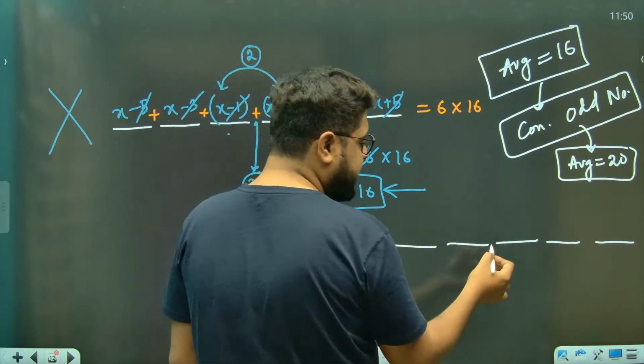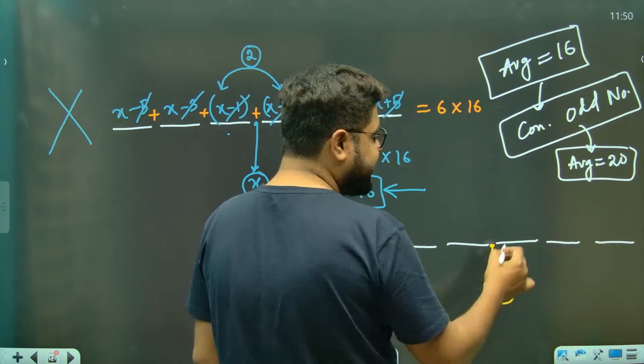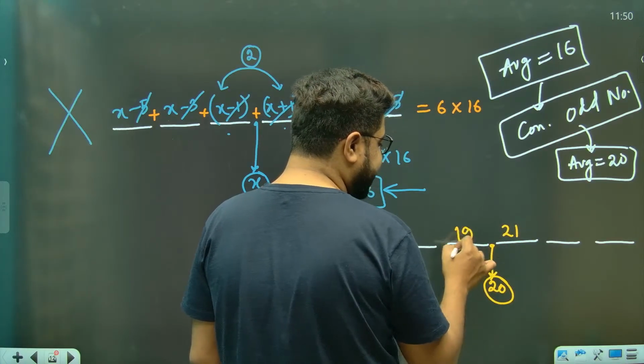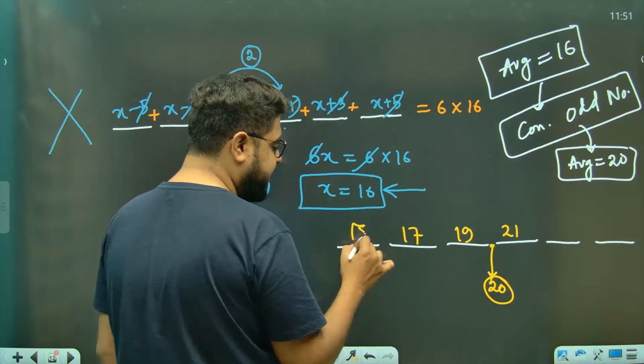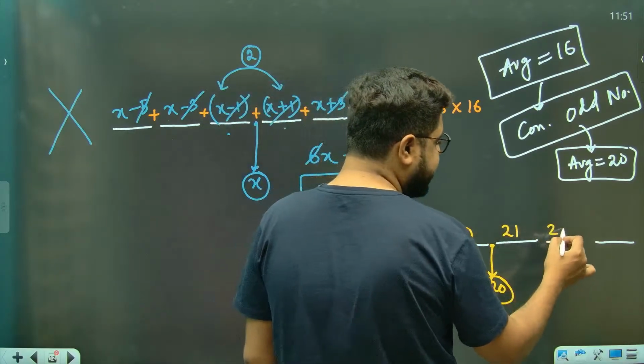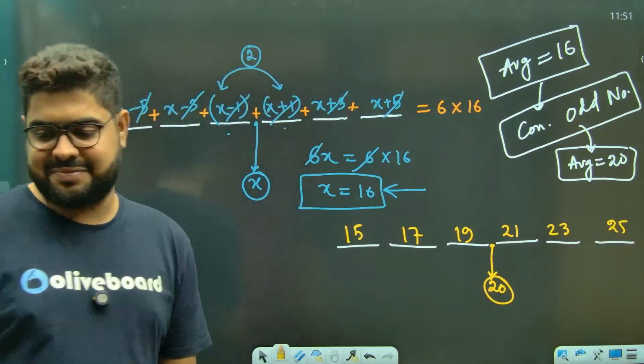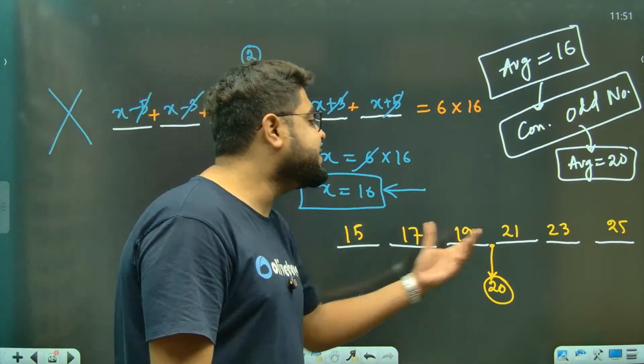Sir, third number, fourth number, in between this number, the average is 20. So this number is 21, this is 19, this is 17, this is 15, and this is 23, this is 25. Kaam khatam, paisa hazam. Done, sir. It's a 10-seconder.